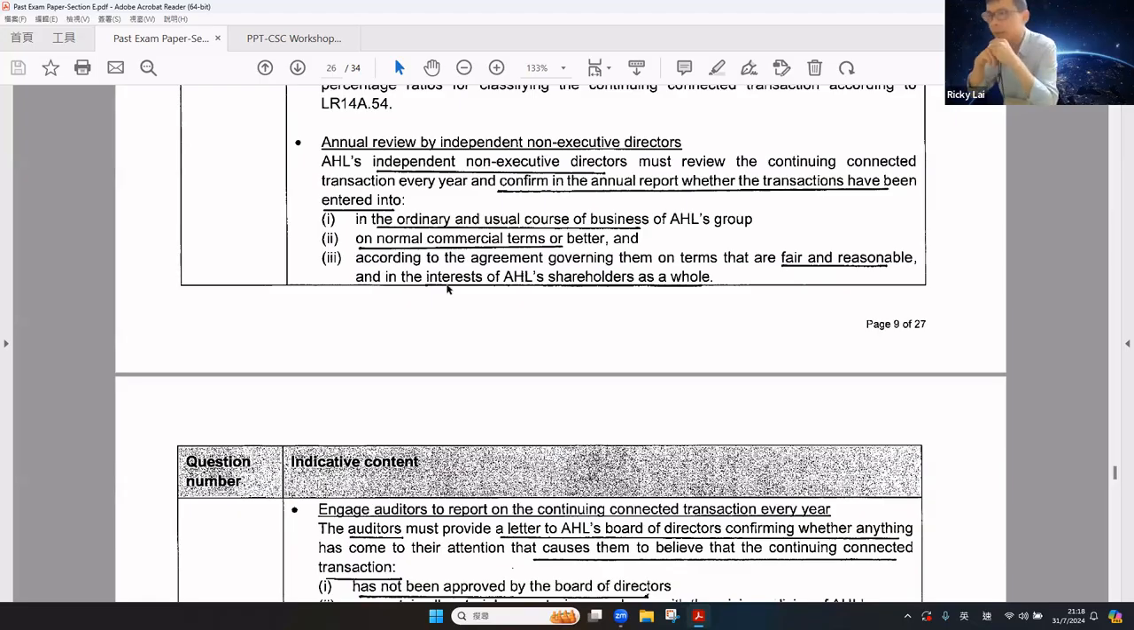Also, for CCT, the company should have an annual review by the INEDs. The INEDs must review the CCT every year and confirm in the annual report whether the transaction has been entered into in the ordinary and usual course of business, on normal commercial terms or better, and whether the terms are fair and reasonable and in the interest of the shareholders as a whole.